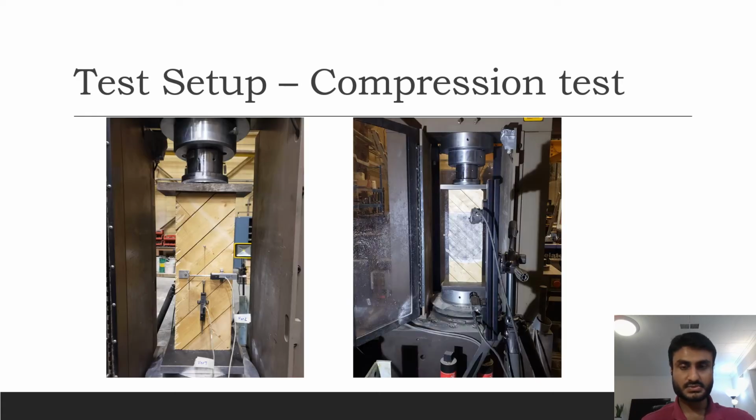These two figures show the compression test. To the left, we see one side face of the CLT, on which LVDT transducer was used, and to the right, we see the other face of the CLT specimen, on which DIC was used to measure the strains.